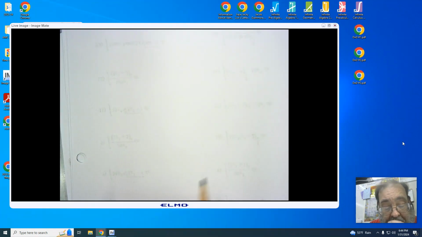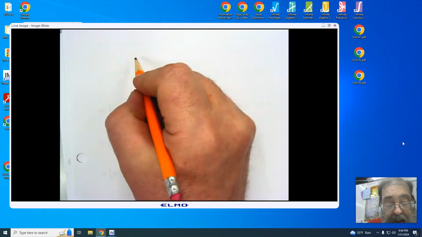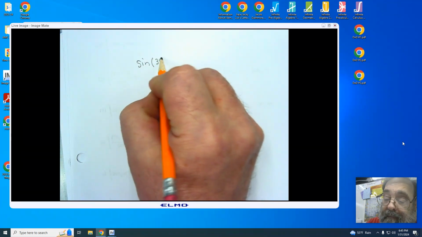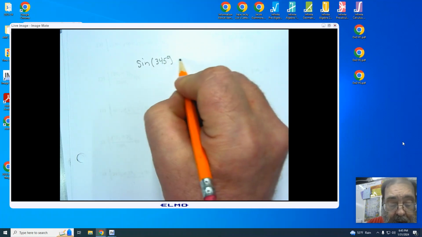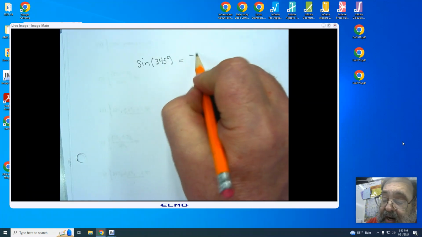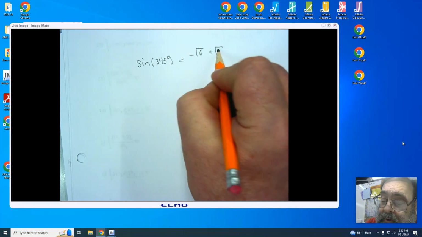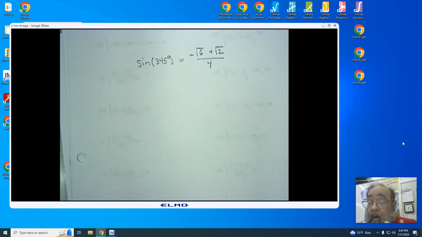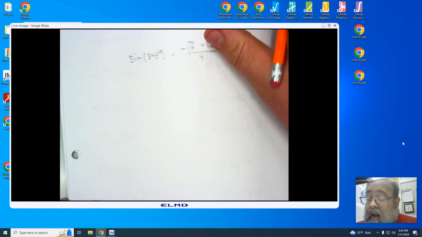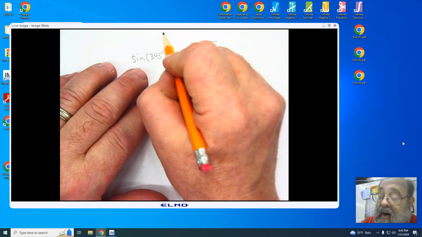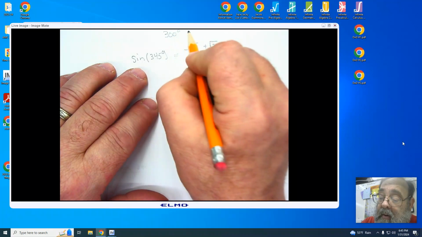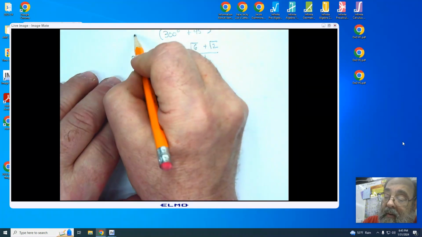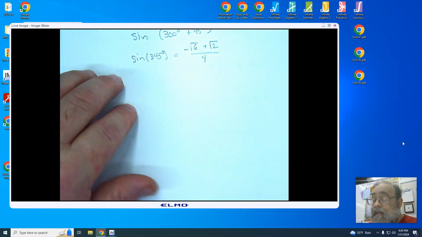Number 8 is asking me to use the sum or difference identity in order to find the sine of 345 degrees, and we're trying to verify or show that it is negative root 6 plus root 2 divided by 4. Now, we have to know our sum and difference identities, and if I'm looking at this, I can say that I have 300 degrees plus 45 degrees. This is what I am going to work with for the sine of that angle.